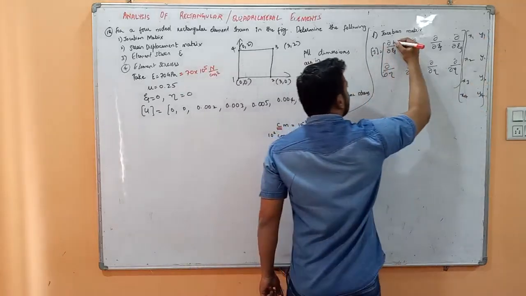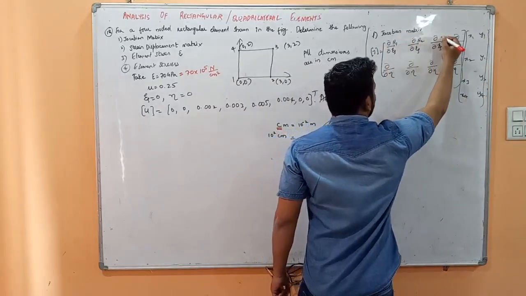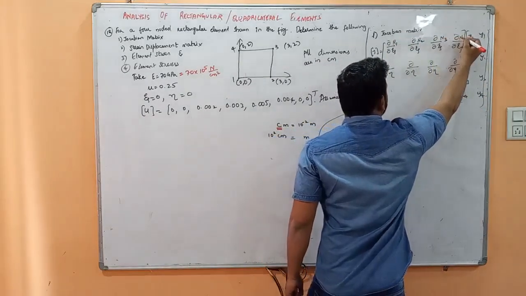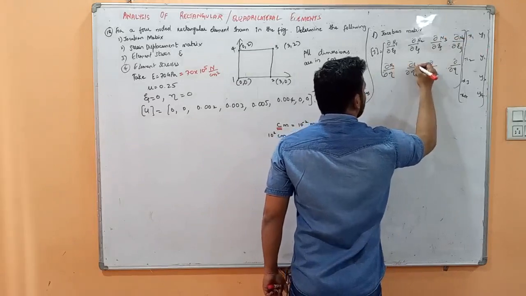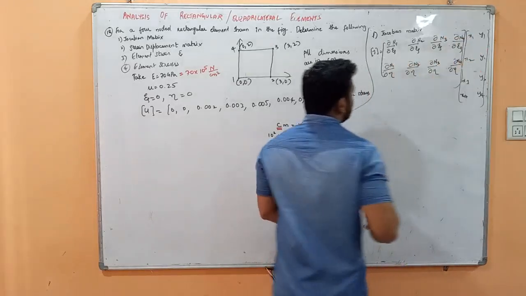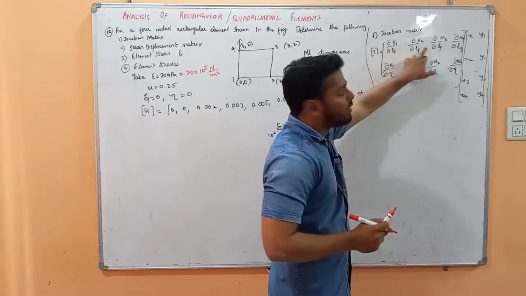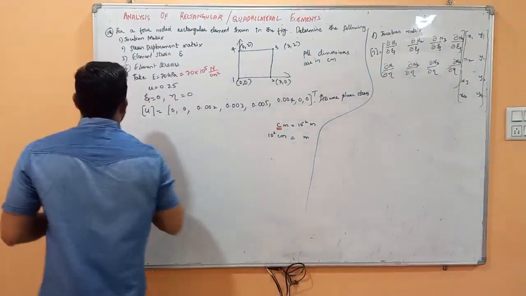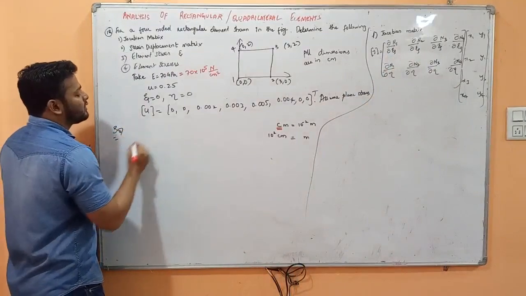Here we have to write down N1, N2, N3, N4. Similarly N1, N2, N3, N4. So in order to find the Jacobian matrix, we need N1, N2, N3, N4. So first we have to find N1, N2, N3, N4.